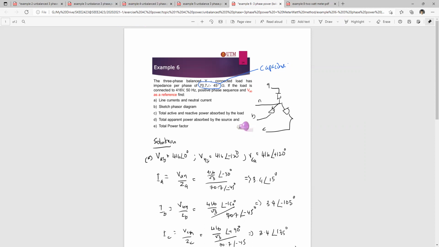So the angle is 0. This is a positive sequence, meaning VBC and VCA follow. To get the IA here, you can get it by having VAN over ZA, because this one is your ZA. So what you need to do is convert the line voltage here into your V phase. For example, like this, we have already calculated it.